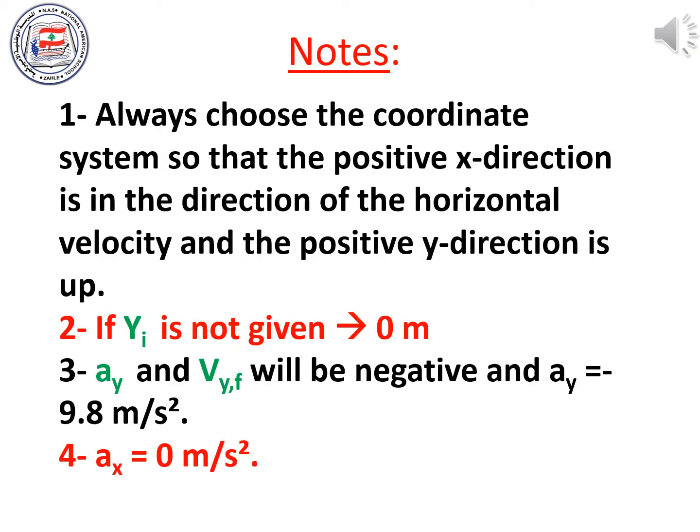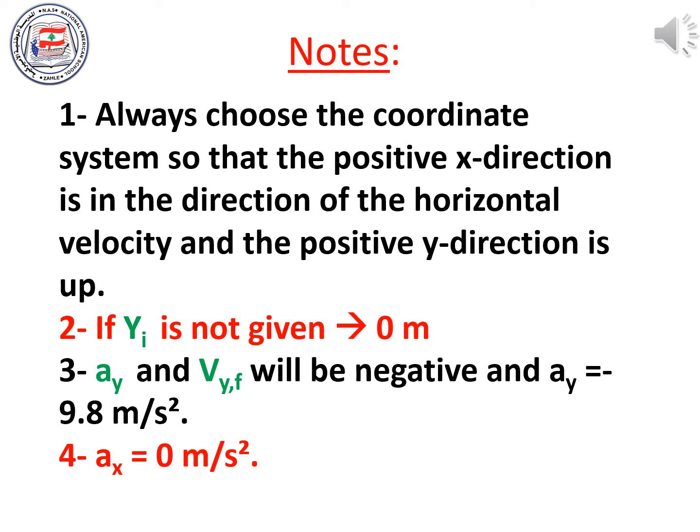Now I'm going to state several notes that will help you in solving such problems. 1. Always choose the coordinate system so that the positive x direction is in the direction of the horizontal velocity and the positive y direction is up. So anything horizontal opposite to the horizontal velocity is negative, and anything that is going down or that has a downwards direction is negative. Then, if yi is not given, you can consider it to be 0 meters.